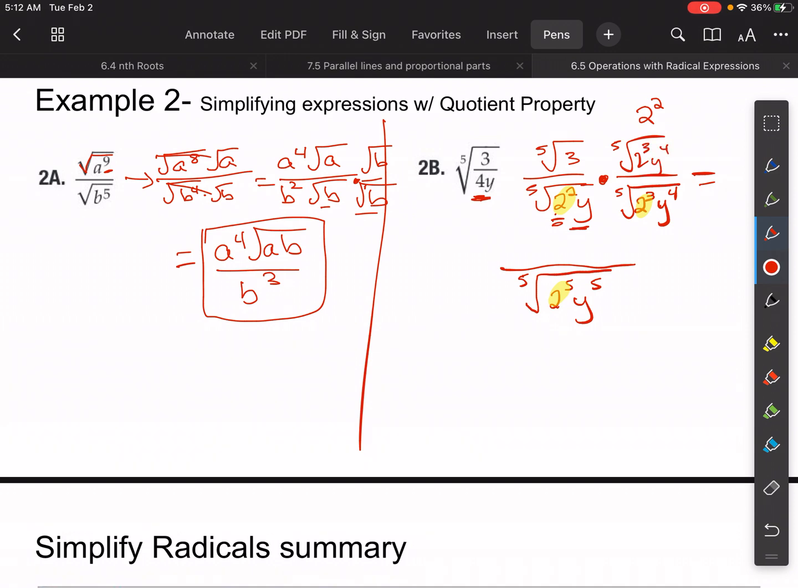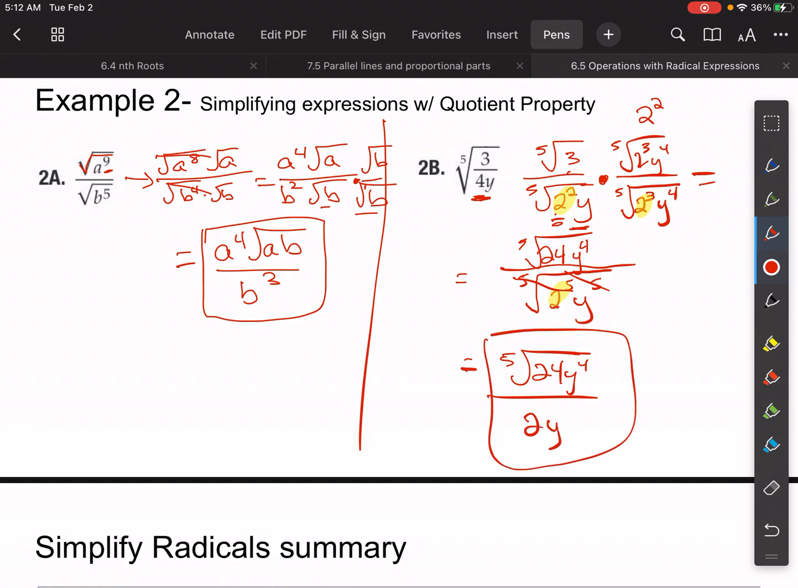Okay, so when I multiply that out, 2 to the third is actually just 8. 8 times 3 is 24. So I can write this as the fifth root of 24y to the fourth. Okay. And then I'm not done yet because I have to actually take these fifth roots now. So if I take those fifth roots, that's the whole goal of doing that. I get the fifth root of 24y to the fourth over 2y. And that is my answer.